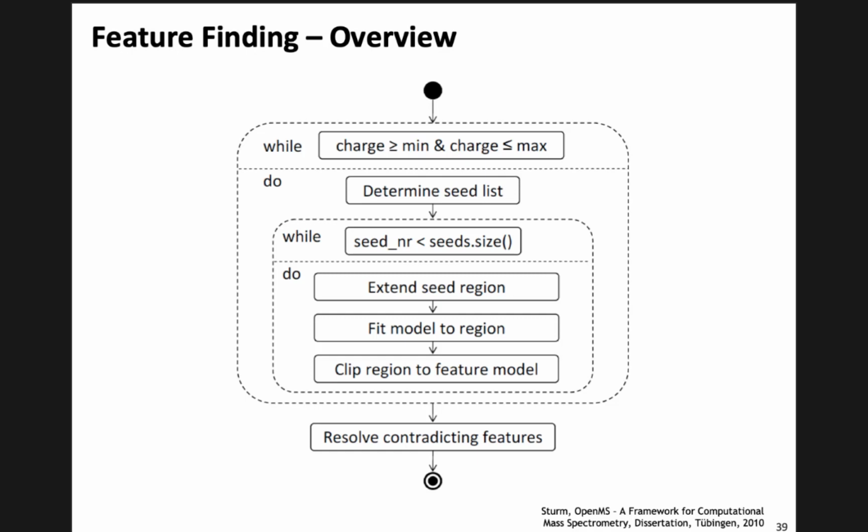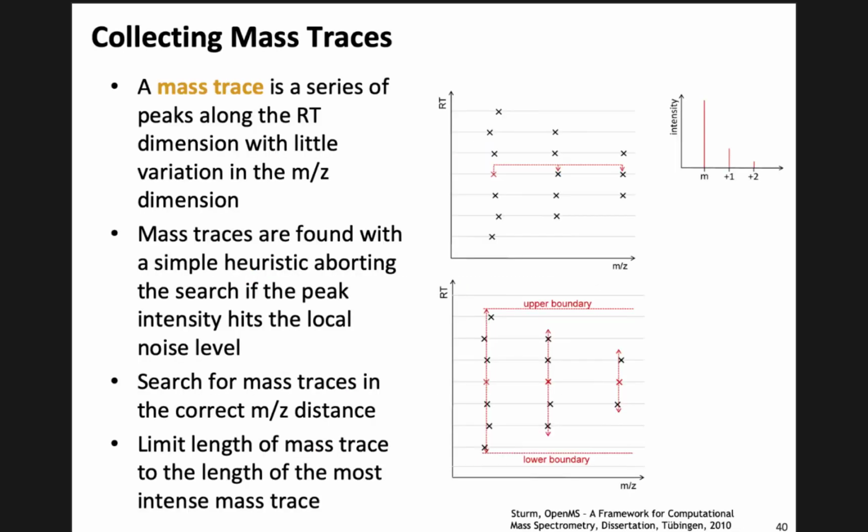And then for each of these seeds, we can look around the region, extend it, and collect all the peaks until we run into the noise, fit the model to the region, remove everything that's not consistent with the model, and call that a feature. That's a rough idea. Very high-level bird's eye view.